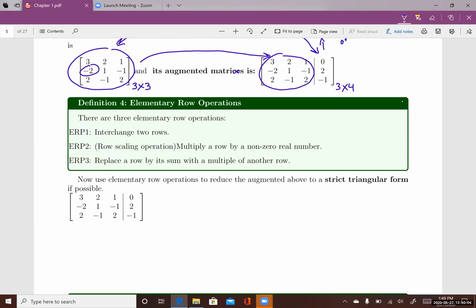So in matrices, there are elementary row operations that you can apply to matrices in order to achieve equivalent matrices.